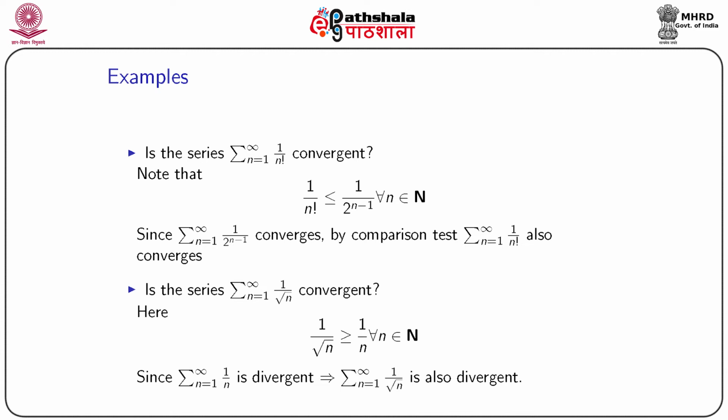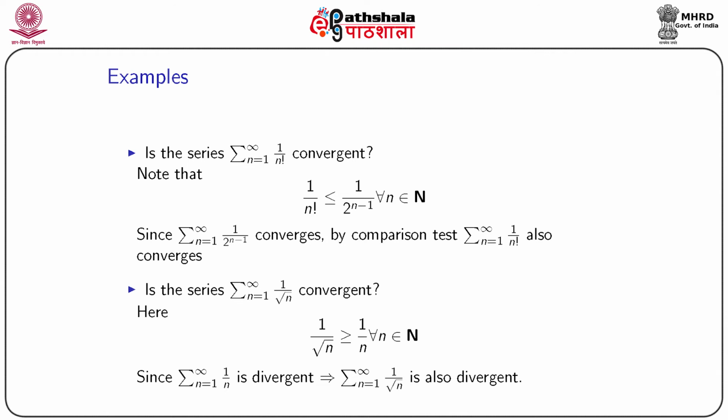So if you want to find the convergence of a particular series, you have to compare it with a different series. So this is the question we will be asking: the series sum over n from 1 to infinity of 1 over n factorial, whether this series is convergent or not. Note that 1 over n factorial is less than or equal to 1 over 2 to the power n minus 1 for any n. Take any value of n, obviously the integer values, then this condition will hold. Now we know that the sum over n from 1 to infinity of 1 over 2 to the power n minus 1 converges. So by the comparison test, the sum from n equals 1 to infinity of 1 over n factorial also converges.